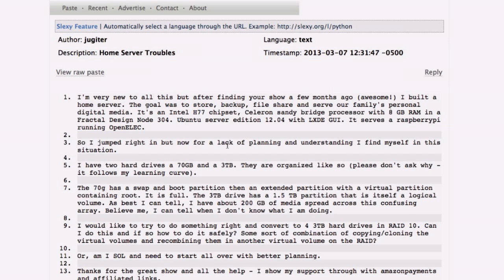Nice. He says, I jumped right in, but now with the lack of planning and understanding, I find myself in a situation. I have 2 hard drives, a 70 gigabyte and a 3 terabyte. They are organized like so. The 70 gig has a swap and boot partition with an extended partition with a virtual partition containing root. It is full. The 3 terabyte drive has a 1.5 terabyte that itself is a logical volume. Boy, he's really getting into the detail here.